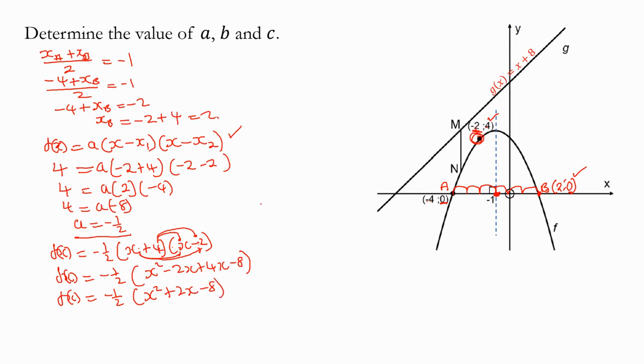Right, and then we can distribute our -1/2 there, multiplying by -1/2. So f of x: -1/2 times x squared is equal to -1/2 x squared. -1/2 times +2x is going to be -1x. -1/2 times -8 is going to be +4. You see that? Now we've managed to get our A, B, and C. So therefore, A is equal to negative half, B is equal to negative 1, and C is equal to 4.